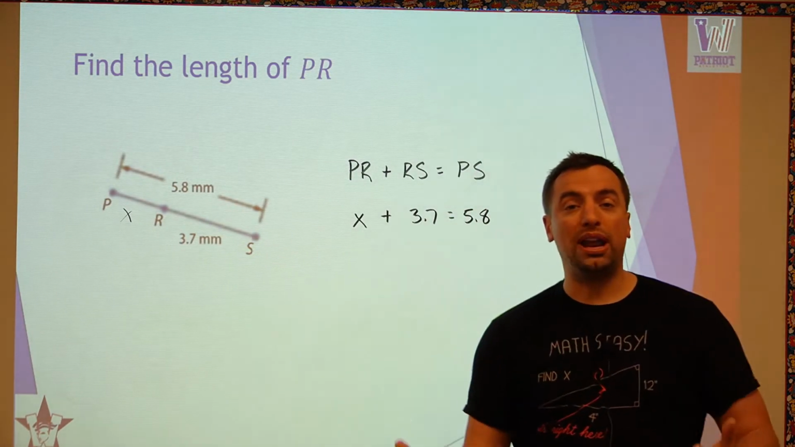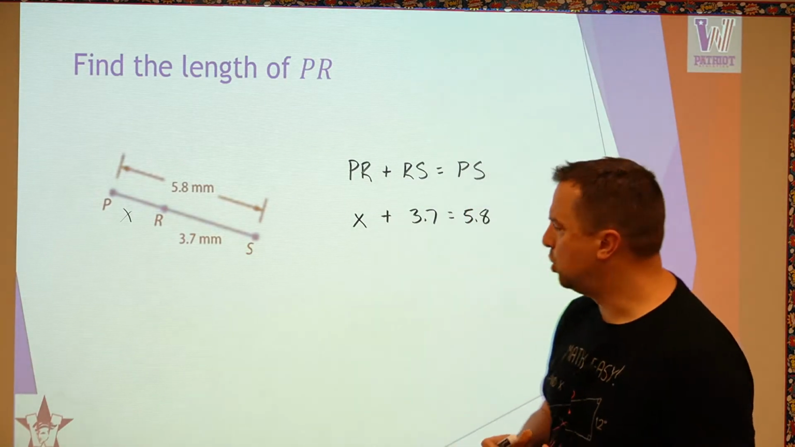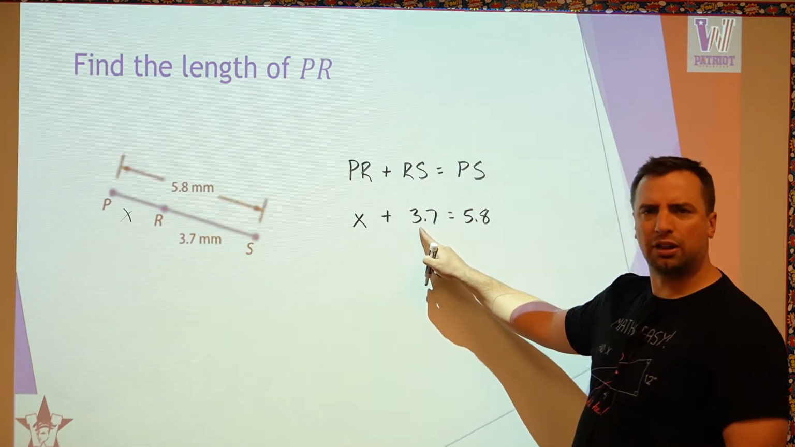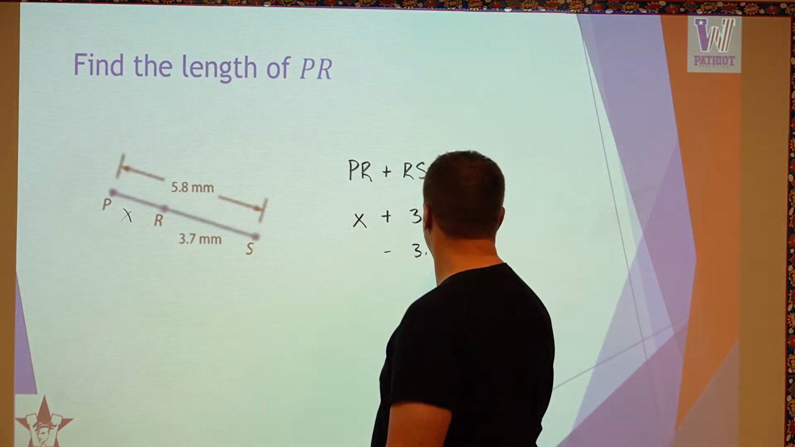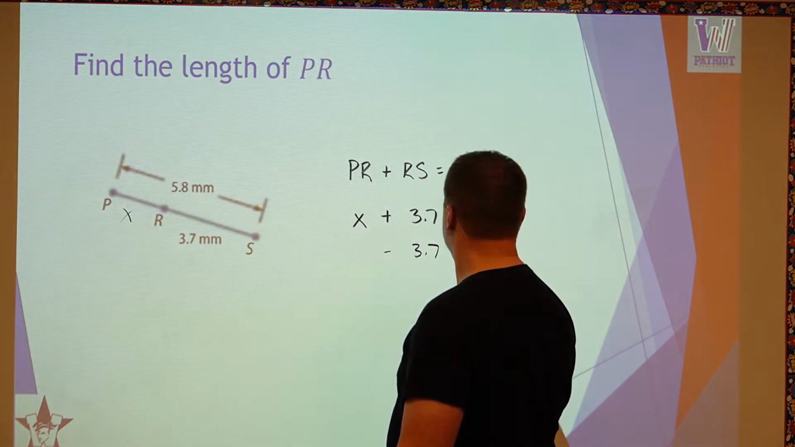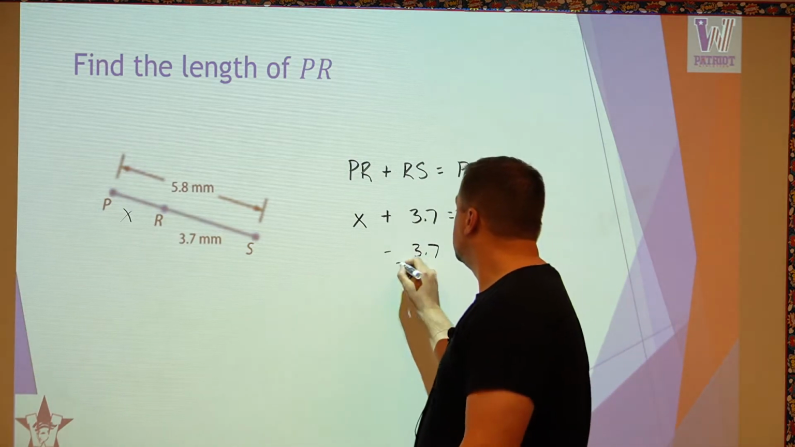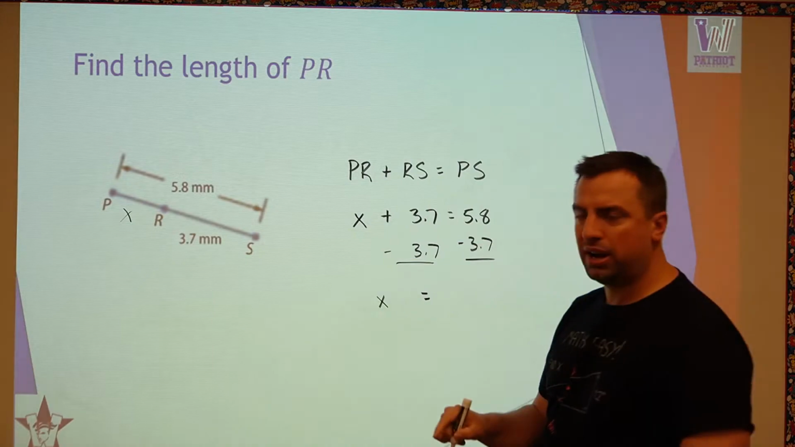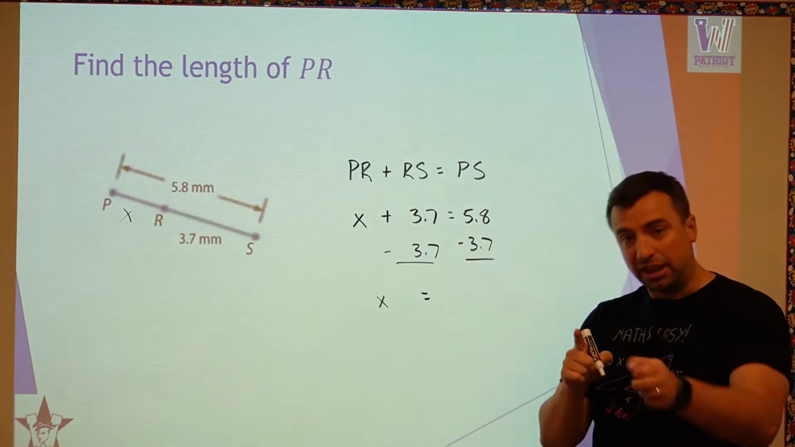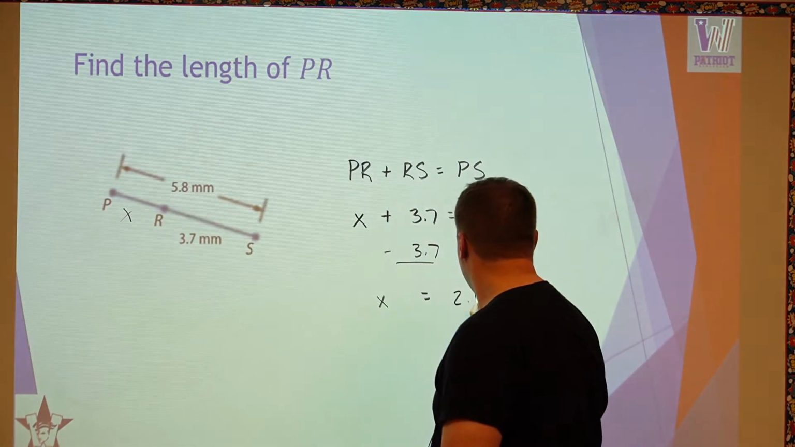Now we have an equation, and we know how to solve this one-step equation. Just subtract 3.7 from each piece. So I subtract 3.7 from both sides, because remember, we got to keep it in balance. And I get X equals 5.8 minus 3.7. Well, that's 2.1. So 2.1.